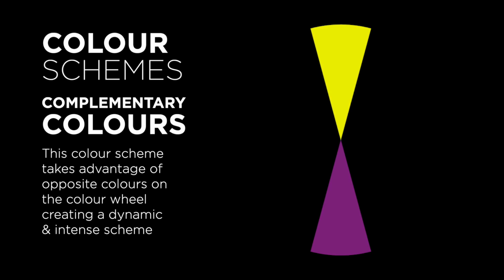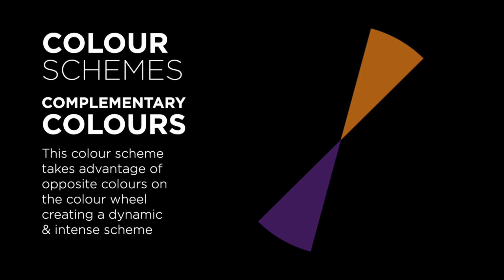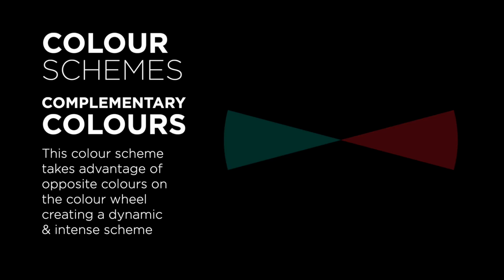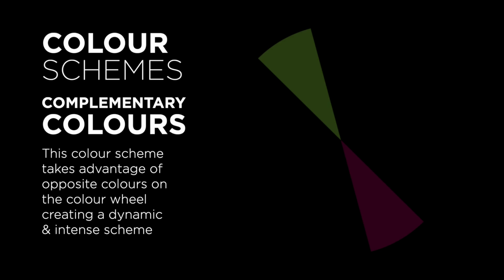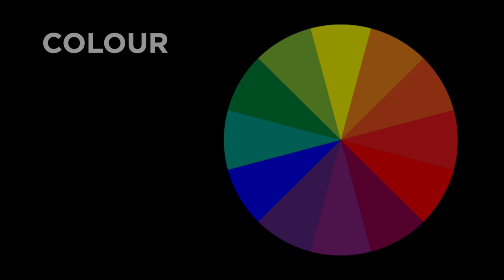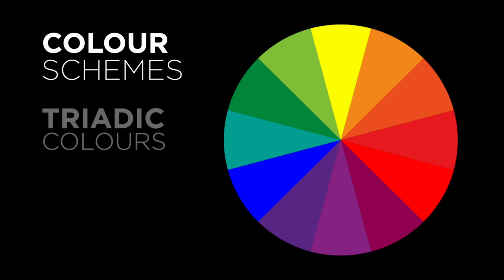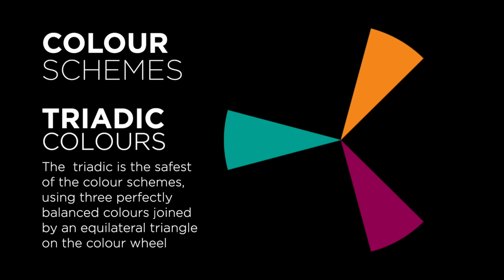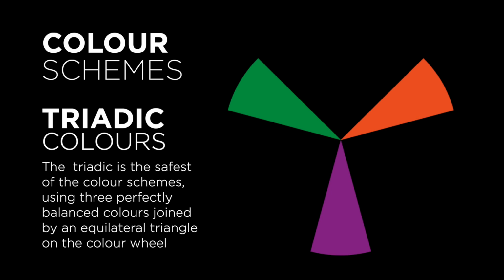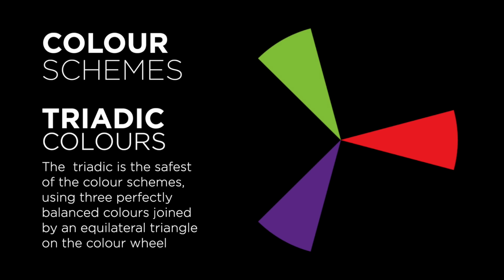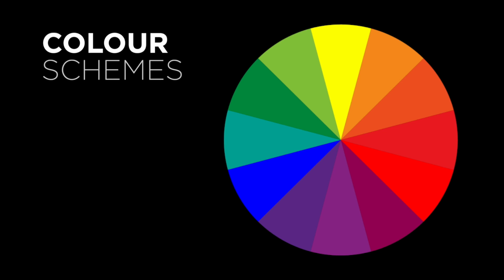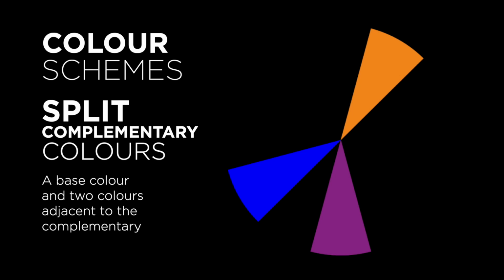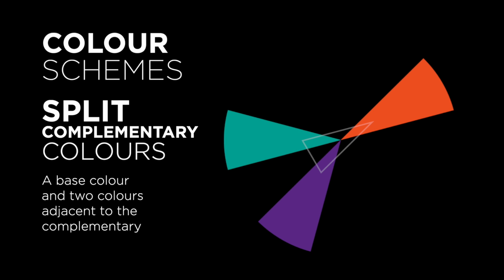Complementary colours. This colour scheme takes advantage of opposite colours on the colour wheel, creating a dynamic and intense scheme. Triadic colours. The triadic is the safest of the colour schemes, using three perfectly balanced colours joined by an equilateral triangle on the colour wheel. Split complementary colours are a base colour and two colours adjacent to the complementary.